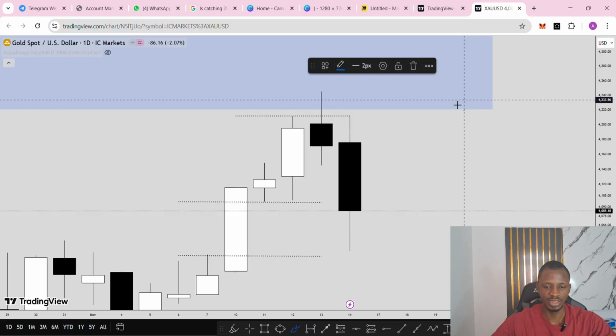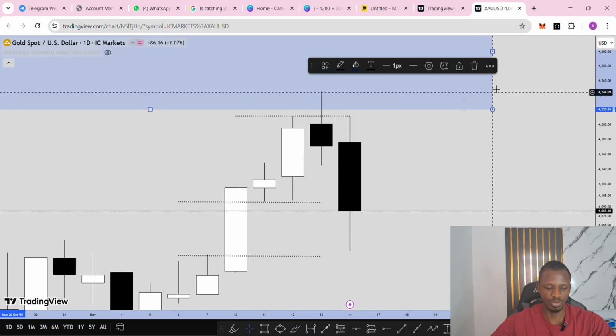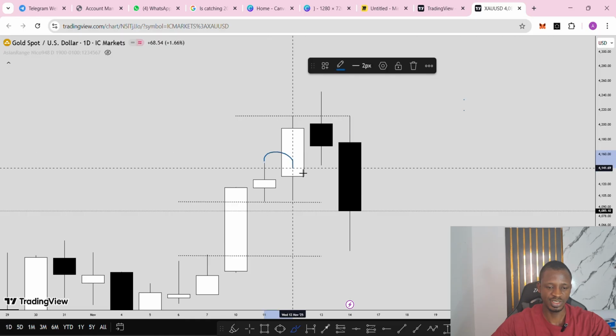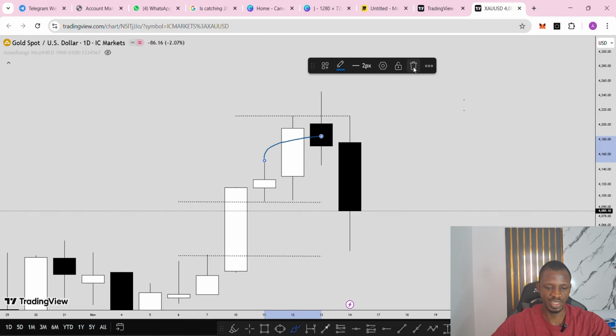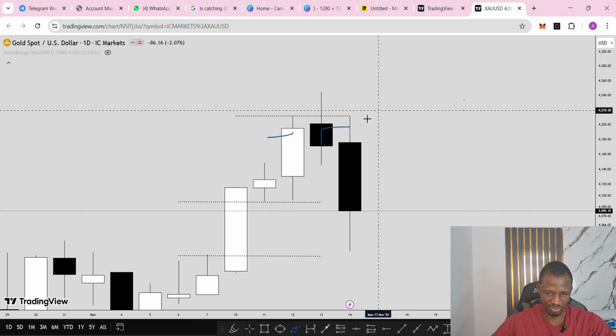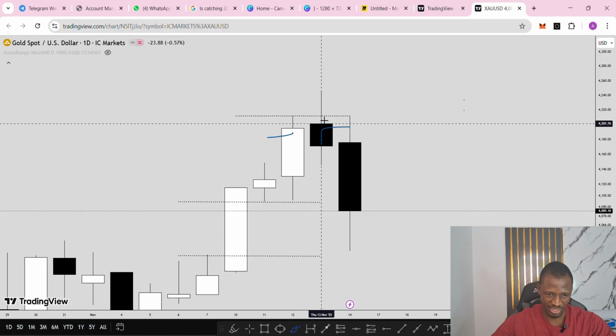So guys, you can see it live. I want to remove this thing so that you can see it very clear. Right, this is very clear now. First, we have this first candle, second candle, and third candle. So it was the third candle that swept the liquidity of this level here.